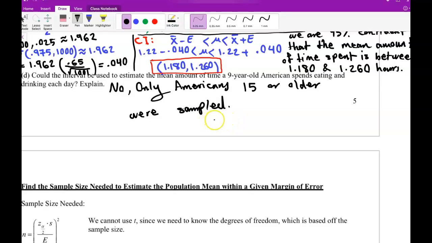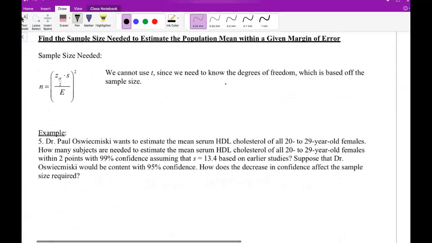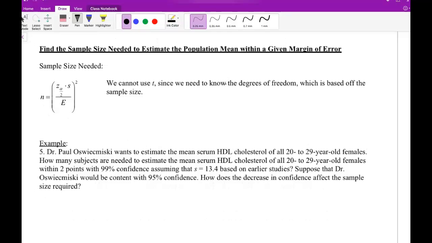Okay, so the answer for that was no, because we had 15 or older, but this one's asking for 9-year-old. Okay, next page. Now, this part we need to find sample size to estimate population mean within a given margin of error.